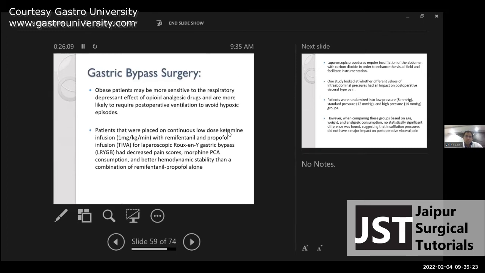Obese patients are more sensitive to the respiratory depressant effects of opioids and are more likely to require post-operative ventilation to avoid hypoxemic episodes. They were placed on low-dose ketamine infusions. These ketamine infusions we are doing in neuropathic pain and difficult pain. It can also be done in gastric bypass patients. Ketamine infusion is done at the dose of 1 mg per kilogram per minute with remifentanil or propofol for gastric bypass procedures, and it has been shown to decrease pain scores, morphine PCA consumption, and give better hemodynamic stability than remifentanil and propofol alone.